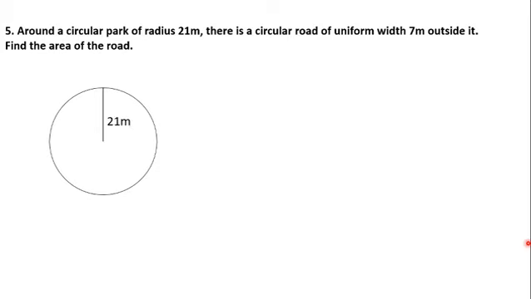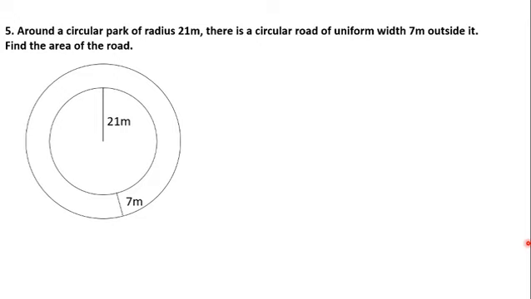Okay, and then it says also that there is a circular road outside this circular park. So you have this road like that, which is obviously bigger than the park. It just goes around the park like that. And the width of the road is 7 meters. So right there you have the width, which is 7 meters, which is the distance between the park and the end of the road. So the road is just like that, 7 meters all around the park. Now we're supposed to find the area of this road.